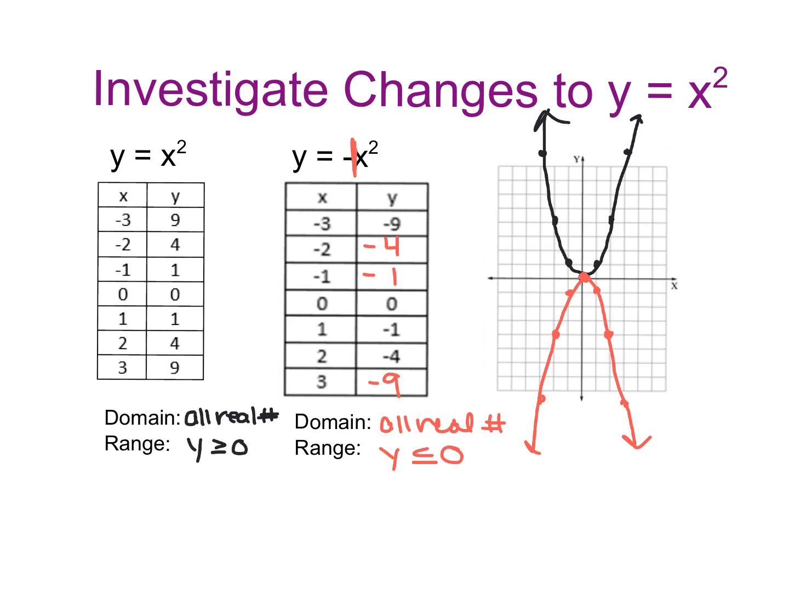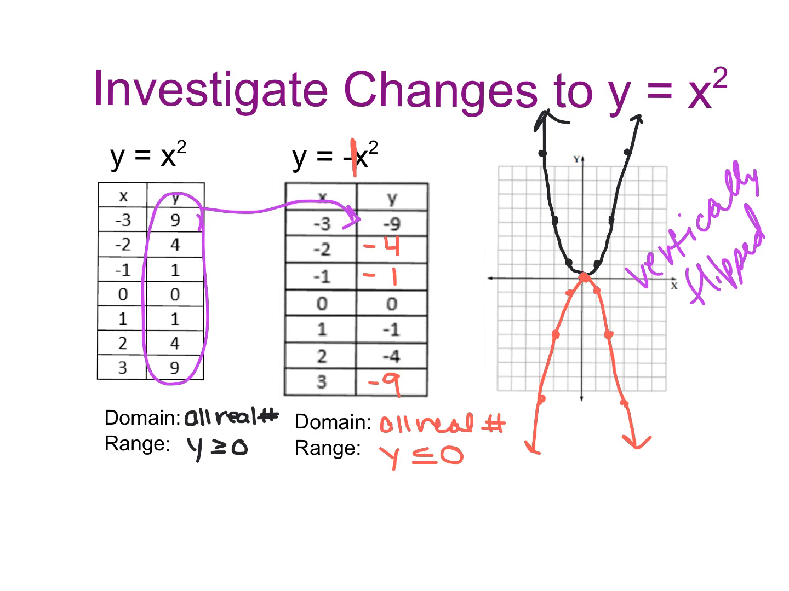So again, you can see our parent graph here in black, and you can see that as you multiplied these parent graph values by that -1 A value, they all flipped and became a negative version of that. And then as a result, our graph vertically flipped over. So we can clearly see here that when we have an A value that is negative, it takes all of our parent graph values and it flips them over.